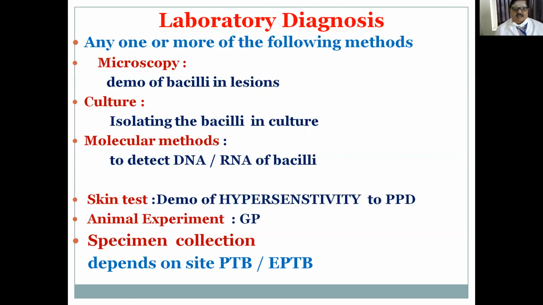Now, regarding laboratory diagnosis, any one or more of the following methods can be used. If you want to do microscopy, demonstration of bacilli in the lesions, maybe pulmonary or extrapulmonary. Next thing is culture. As you know, it takes 2 to 8 weeks isolating the bacilli in culture on Lowenstein Johnson medium. You can also use molecular methods, the advantage being they won't take much time, like culture, 2 to 8 weeks, to detect DNA or RNA of the bacilli.